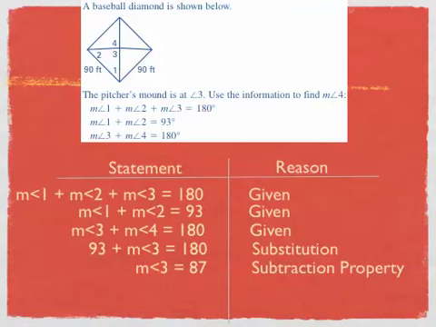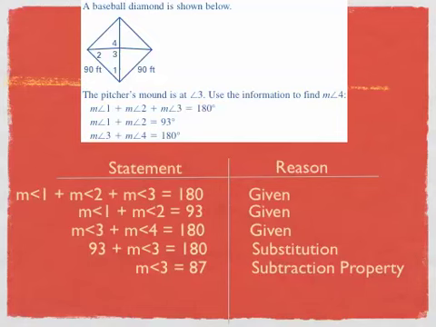If you notice, my next reason is already there. I can substitute in. If you look at the second given piece of information, it says the measure of angle 1 plus the measure of angle 2 equals 93. I can take out the measure of angle 1 plus the measure of angle 2 from the first given, and I can plug in 93 for the measure of angle 1 plus the measure of angle 2. Now I still have plus the measure of angle 3 equals 180, so I've just substituted in 93 for the measure of angle 1 plus the measure of angle 2.